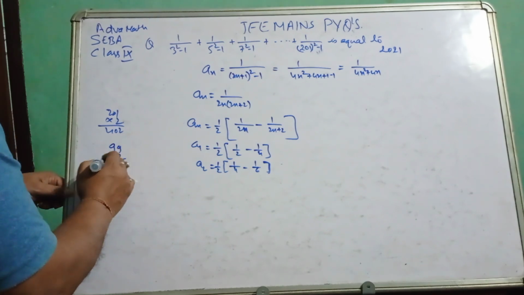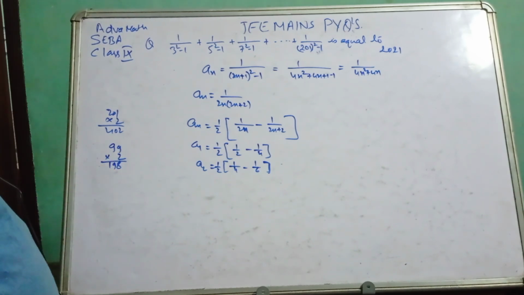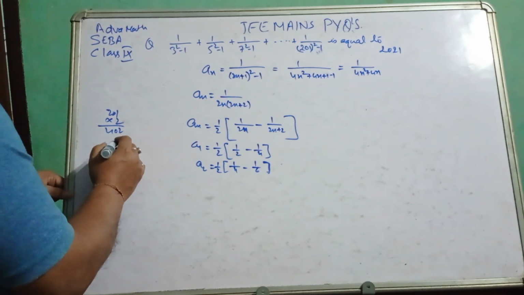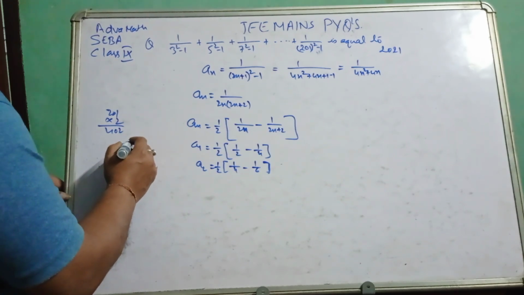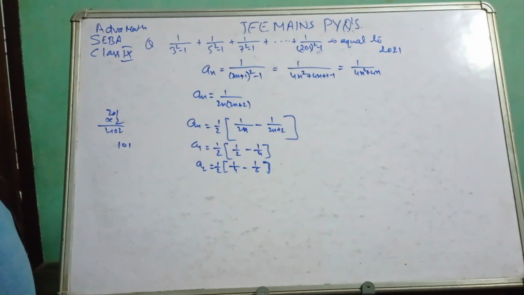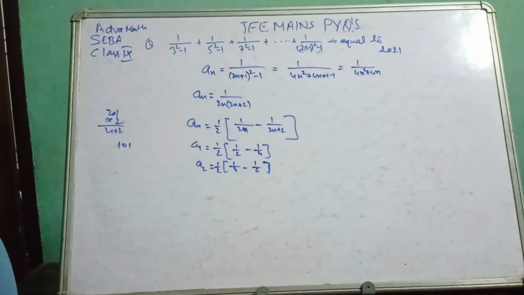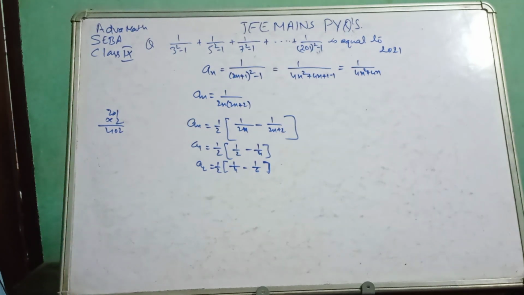So this will be 100, 101. 1 2 3 4 5 6, it will go to 100, 101. That means how will you get 101?